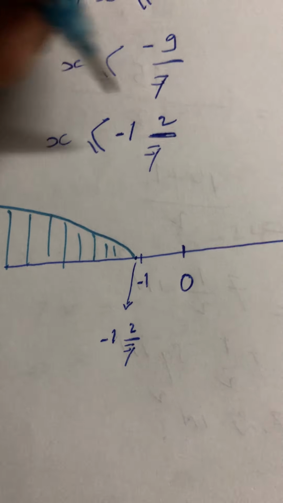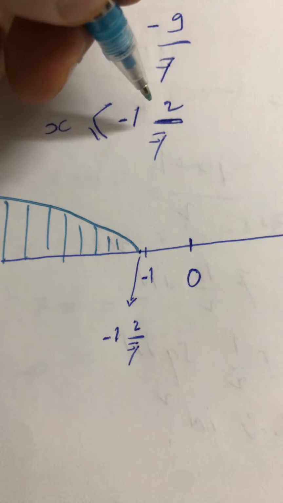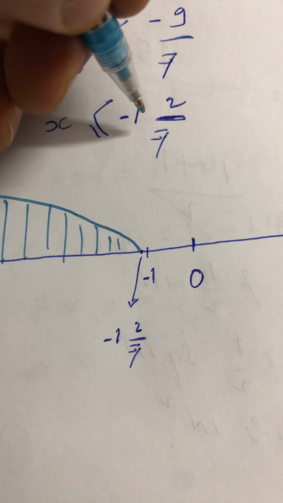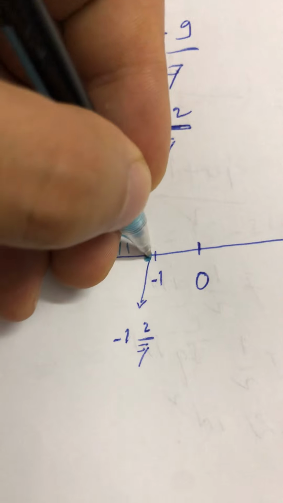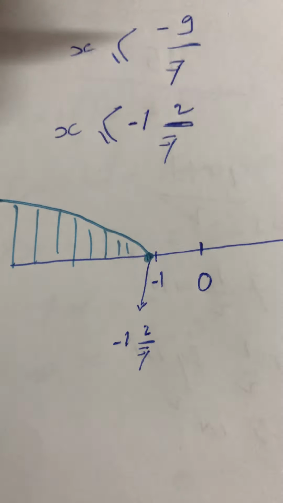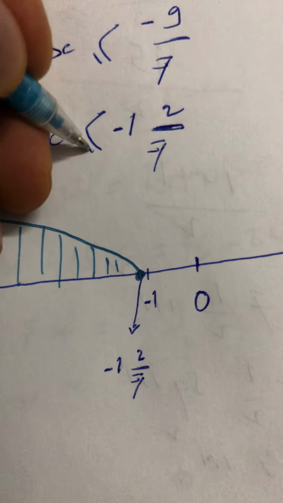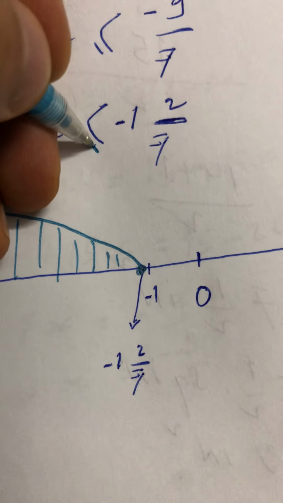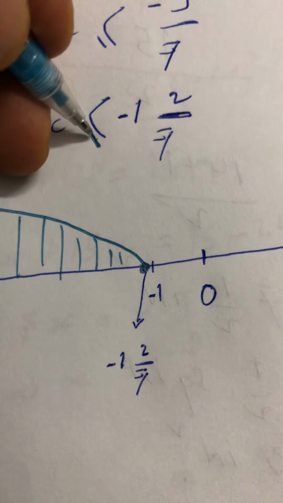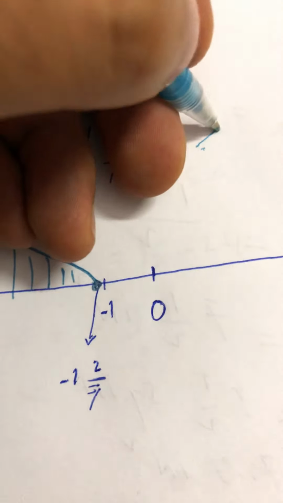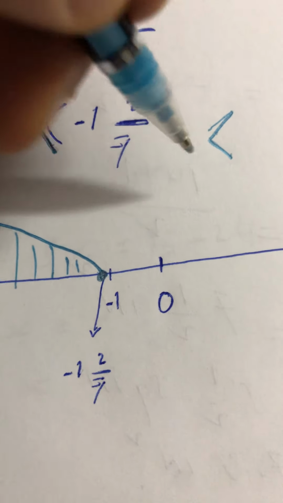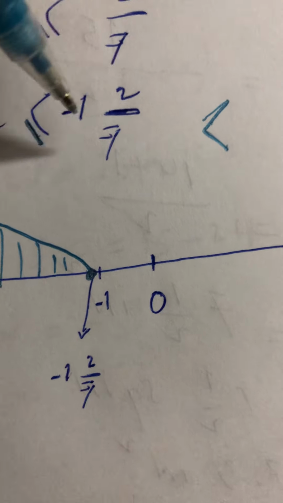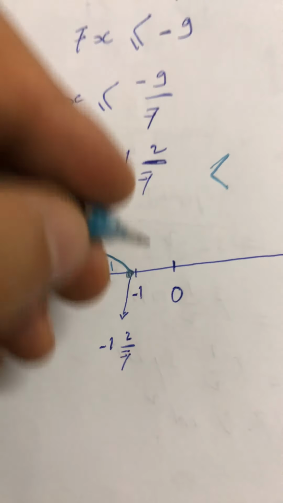And I ask about this, minus 1 and 2 over 7, is it included or no? Yes, included. I make a big point here. Why included? Because we have this, equals. If you don't have this, if you have only this, that means strict. Strict means this value is not included.